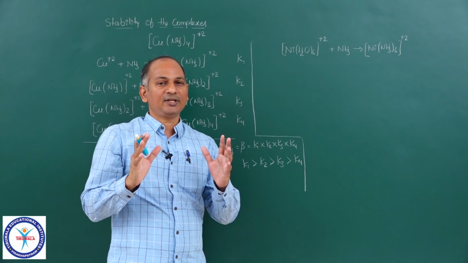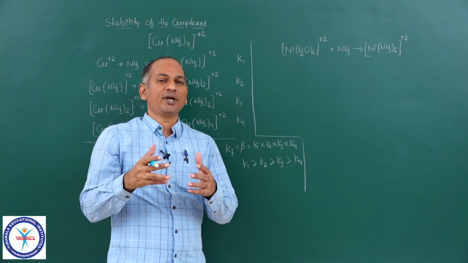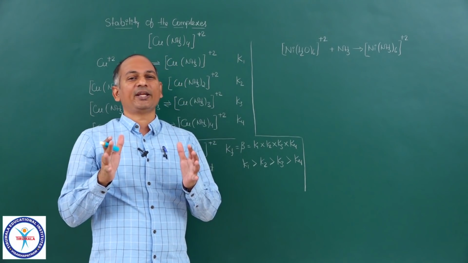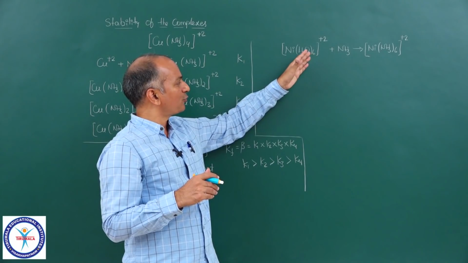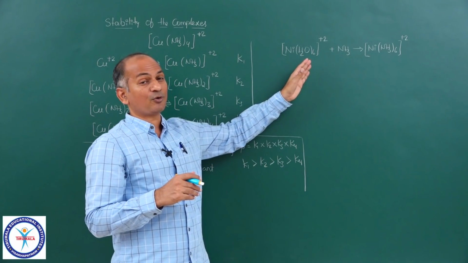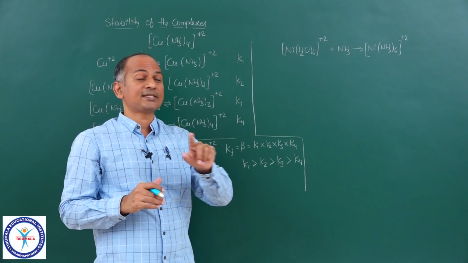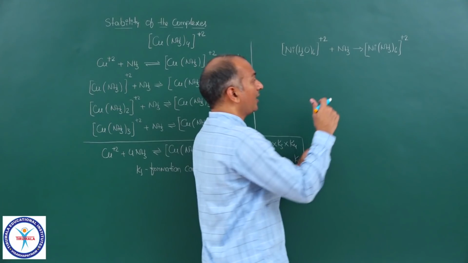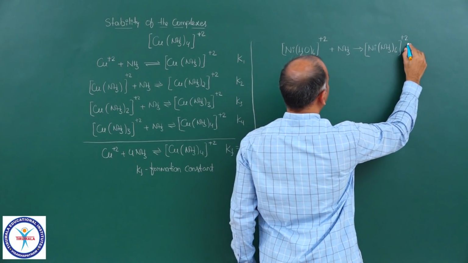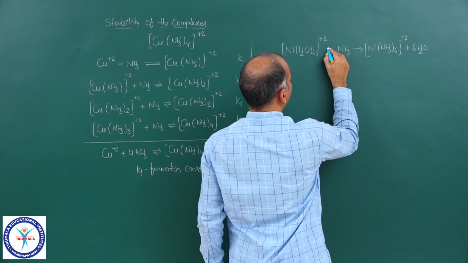And I told you during the discussion of this chapter, so many times I told you, it is very difficult to break the coordination entity. But in this example, and we have so many such examples, the coordination entity is very easily broken. But please remember, in all such cases another complex is formed. Another complex which is more stable, that is formed. If you balance this reaction, then 6 water and here 6 ammonia.